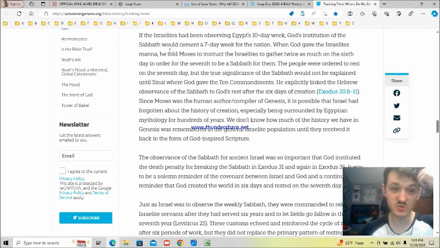When God gave the Israelites manna, he told Moses to instruct them to gather twice as much on the sixth day for the Sabbath, and the people observed the rest of the seventh day. But the true significance of the Sabbath was not explained until Sinai, where God gave the Ten Commandments, tying the Hebrew observance of the Sabbath to God's rest after six days of creation, Exodus 20, verses 8 to 11. Since Moses wrote Genesis, it is possible that Israel had forgotten the history of creation, being surrounded by Egyptian mythology for hundreds of years. We do not know how much of that history the general Israelite population remembered until they received it back in the form of God-inspired scripture.